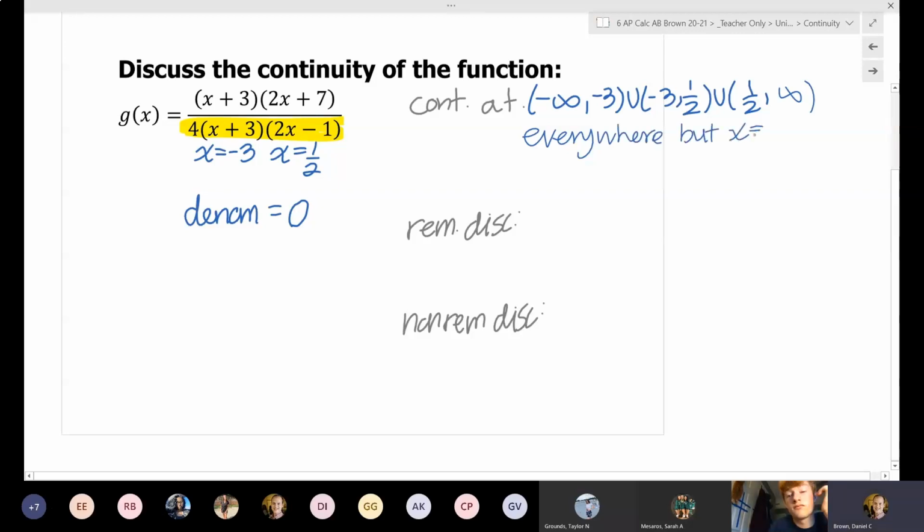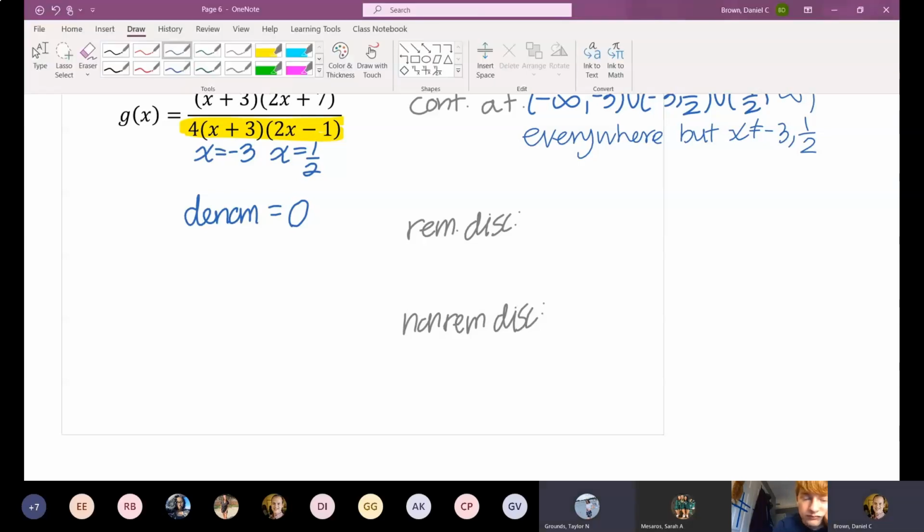But x cannot be equal to -3 and 1/2. Both those ways of writing it are fine. And then this is where your prerequisite knowledge comes into play. At -3, do I know that's going to be removable or non-removable, and how do I know? Removable.